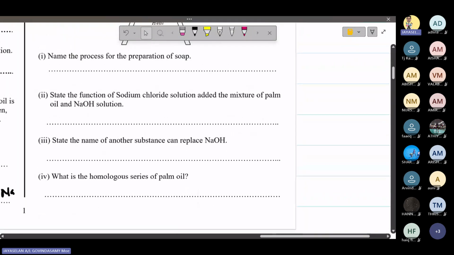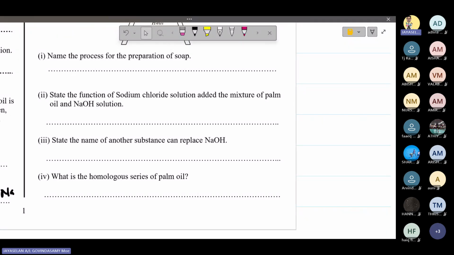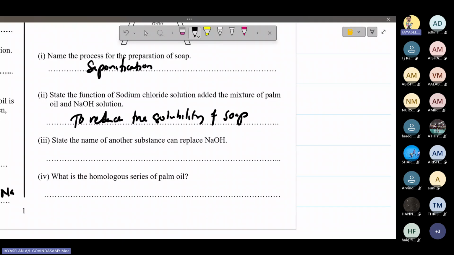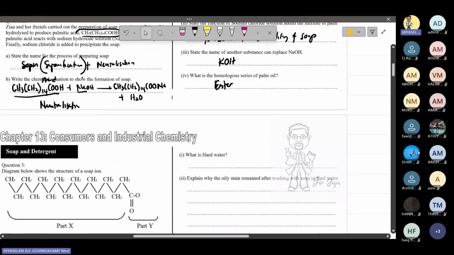I give you 1 minute to answer this question. Very fast, Nikki. The soap making process is known as saponification. State the function of sodium chloride. Answer: to reduce the solubility of soap, one mark. What is the name of another substance that can replace KOH? What is the homologous series of palm oil? Ester. Settle, very easy. Now we go for the next question.